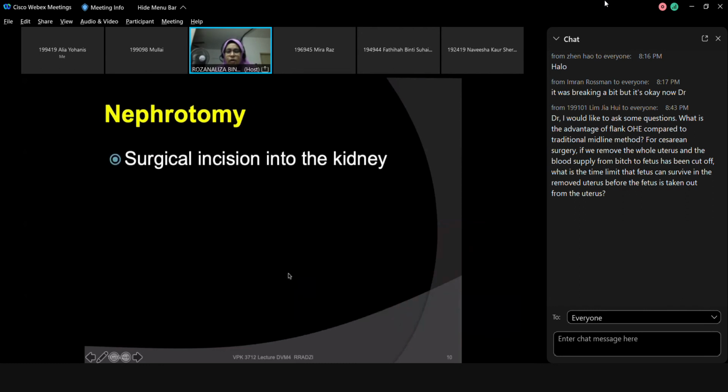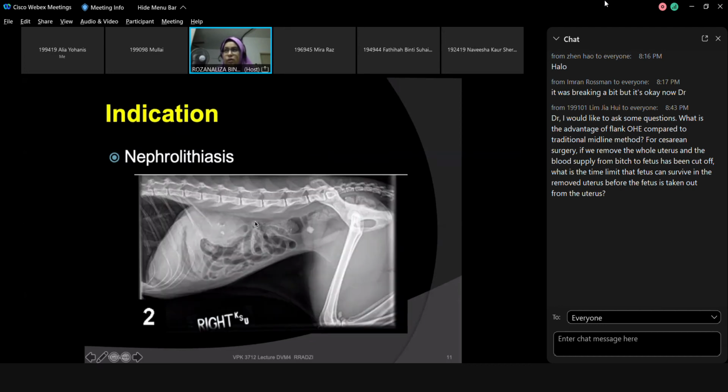So nephrotomy is a surgical incision into the kidney. I never perform a nephrotomy in a clinical setting, meaning a case comes in with a stone in the kidney and I say, Dr. Lisa, today we're going to do a nephrotomy. I have no experience doing it, and I probably would not dare to do it because I feel the complication outweighs the benefit, unless we are properly trained, because I think the post-op management will not be easy.